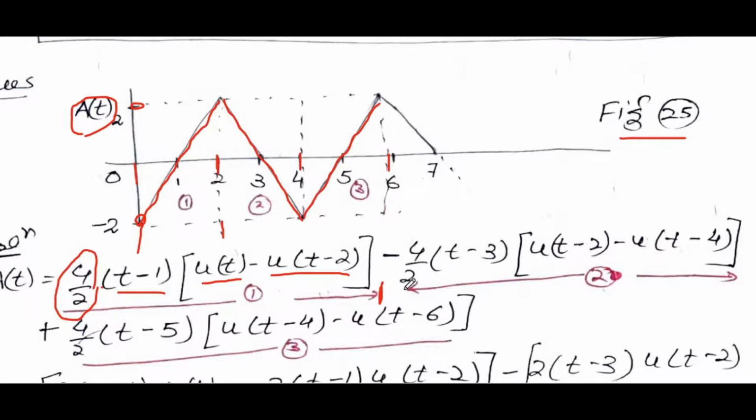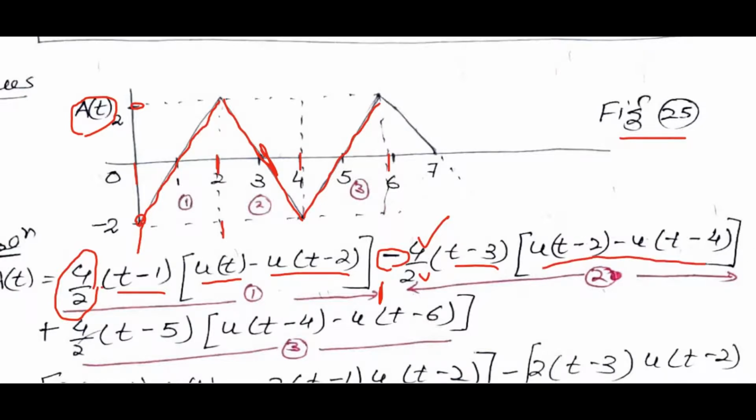Similarly, second ramp, first of all, I'll put a sign of minus. Again, slope is same as per the first part. It is 4 divided by 2. And now it is t minus 3 because this is intersecting at 3. So t minus 3. A gate function from 2 to 4 will be u of t minus 2 minus u of t minus 4.